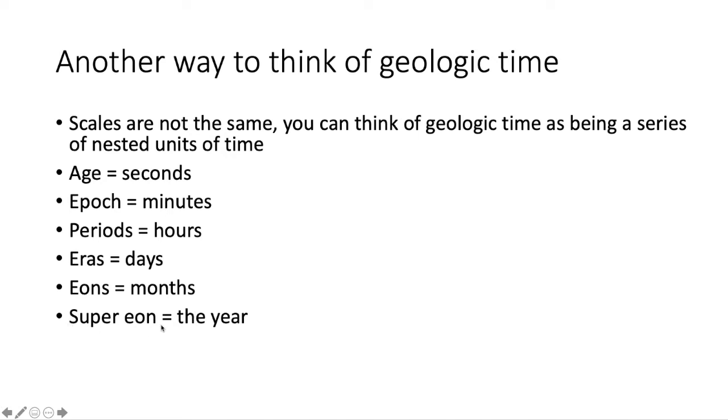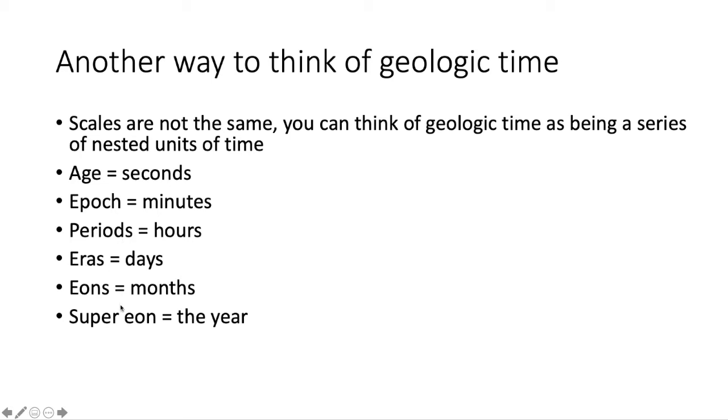This may be a helpful way to think about it, but something to keep in mind is that these divisions are not uniform. For example, we know that there are 60 seconds in a minute. There are not 60 ages in one epoch. We know that there are 24 hours in one day. There are not 24 periods in one era.